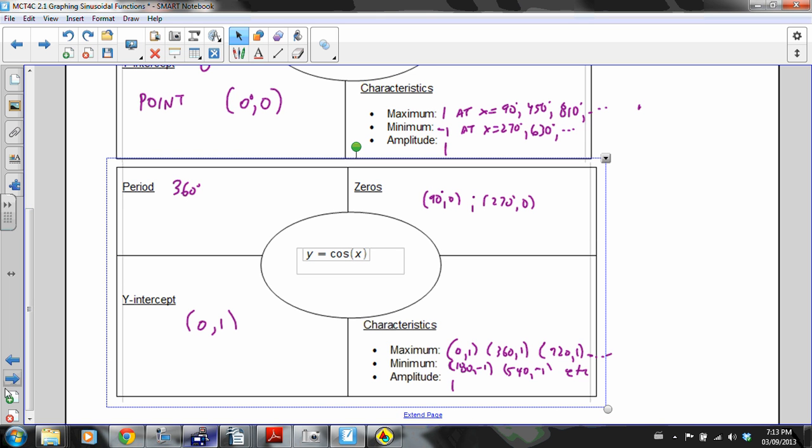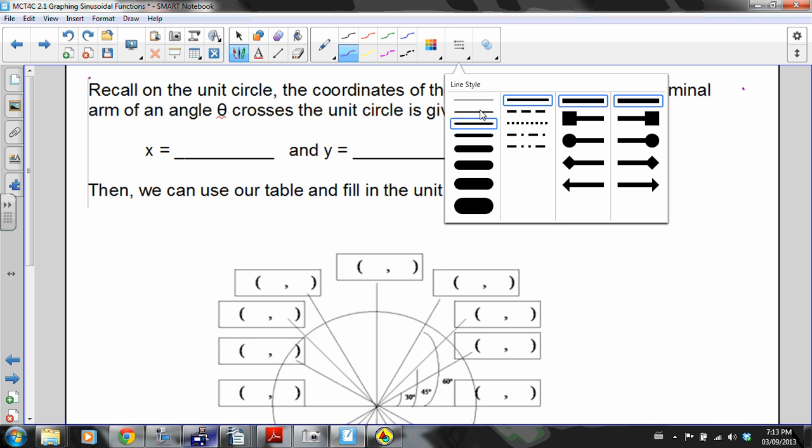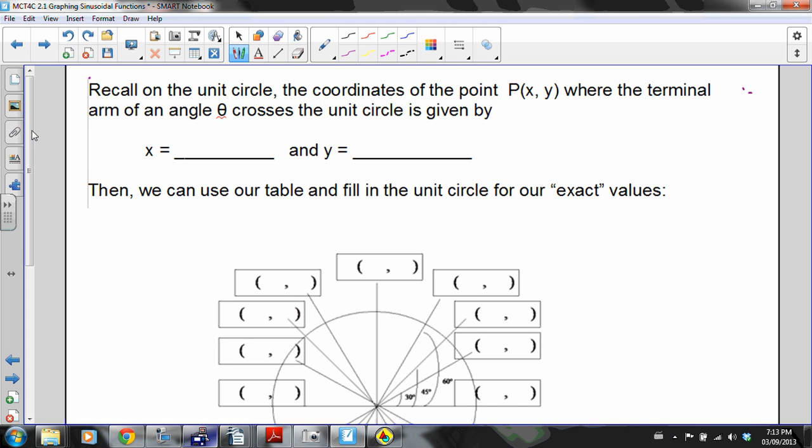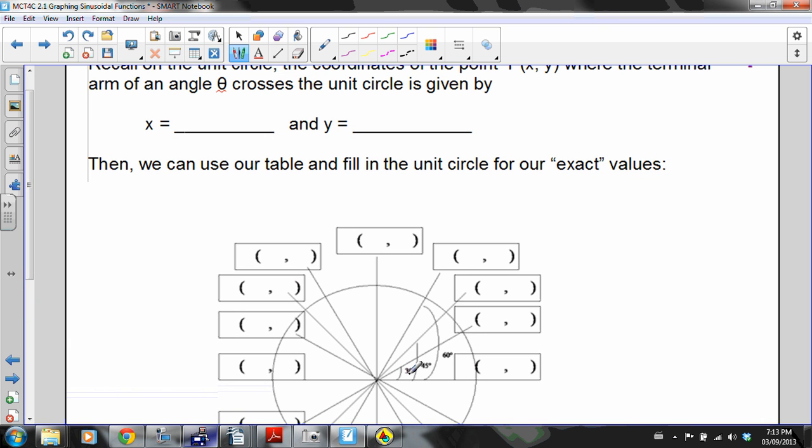And now I'm on to back to the note. It says, recall in the unit circle, the coordinates of the point P(x, y), where the terminal arm of angle theta crosses the unit circle, is given by blank. Well, what are we talking about here? Remember, and I'm going to use 30 as my example. It's the first one here.